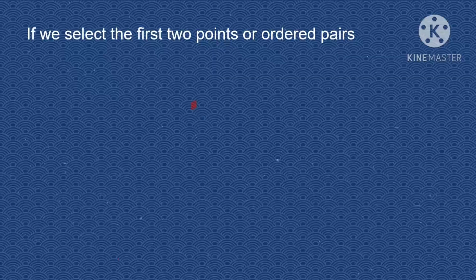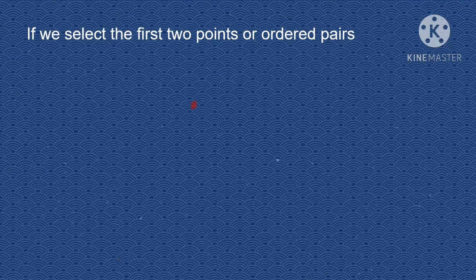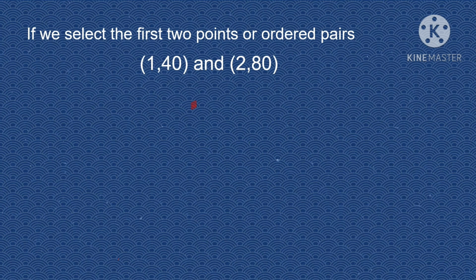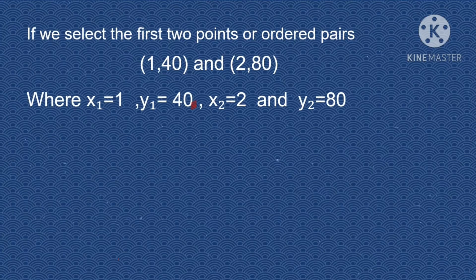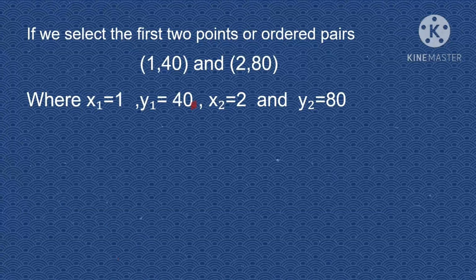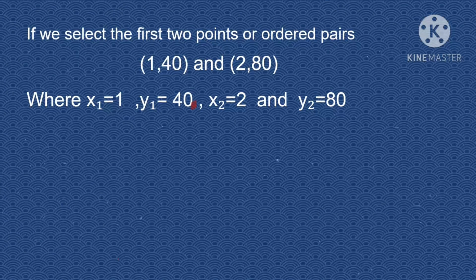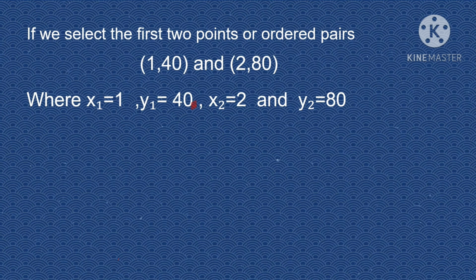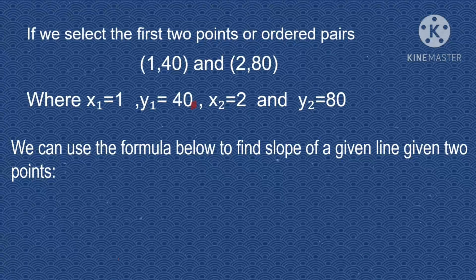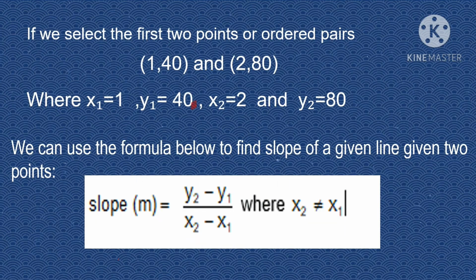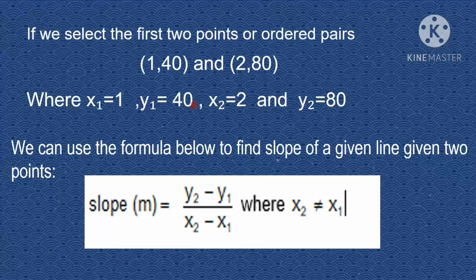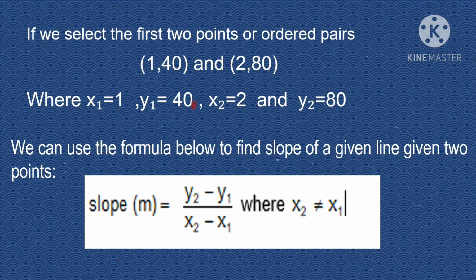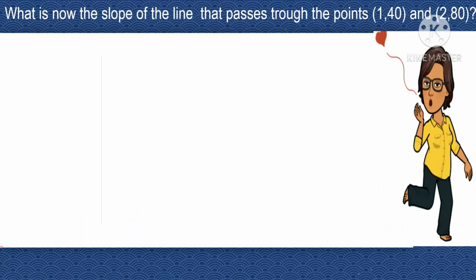If we select the first 2 points or ordered pairs, 1, 40, and 2, 80, where x sub 1 equals 1, y sub 1 equals 40, x sub 2 equals 2, and y sub 2 equals 80, we can use the formula below to find the slope of a given line given 2 points. What's the formula? This is slope m equals y sub 2 minus y sub 1 over x sub 2 minus x sub 1, where x sub 2 is not equal to x sub 1.